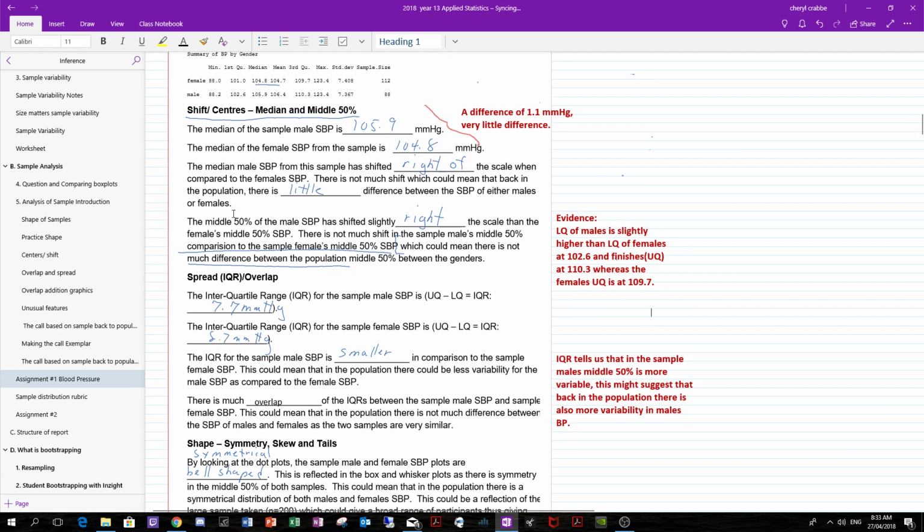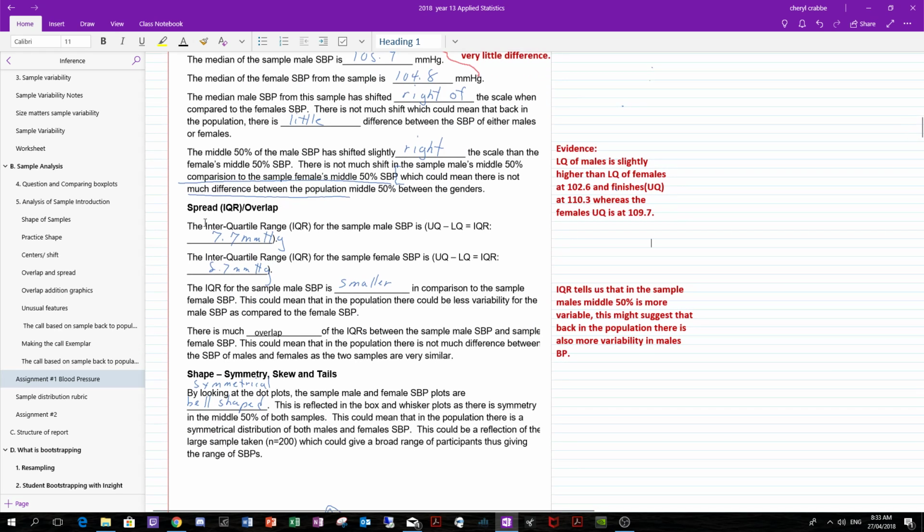So every time you talk about this and you give your evidence and your numbers and your values, you then have to say what this means back in the sample and back in the population. Now, if we look at spread and overlap, spread is always about the interquartile range. And in this case, for males, you find the interquartile range by doing the upper quartile minus the lower quartile, and you get a calculation. In this case, it's 7.7 with its units, mmHg. Then we do the female interquartile range, 8.7.